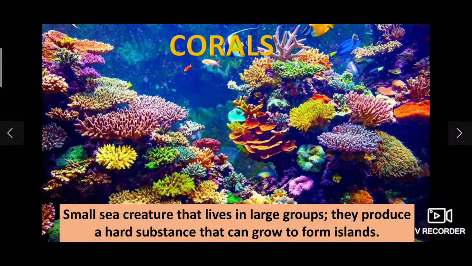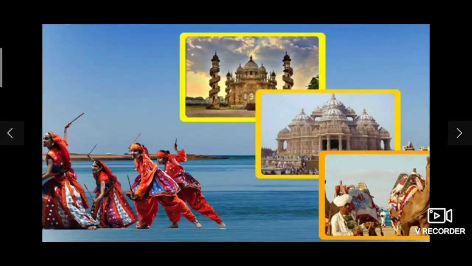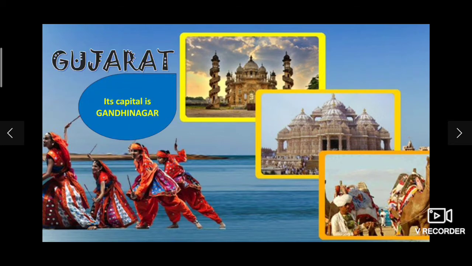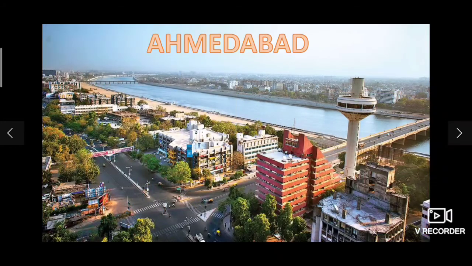Now, let us study about the life of the people in the coastal plains. Gujarat. Gandhinagar is the capital of Gujarat. Ahmedabad is the largest city of Gujarat.